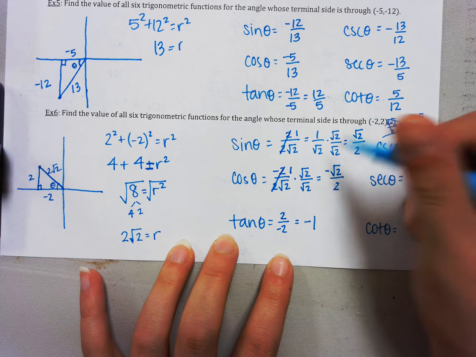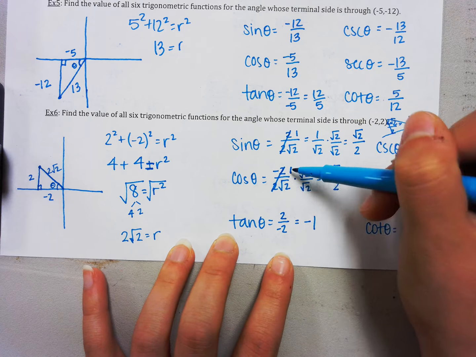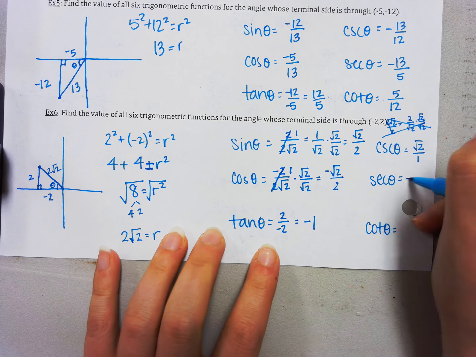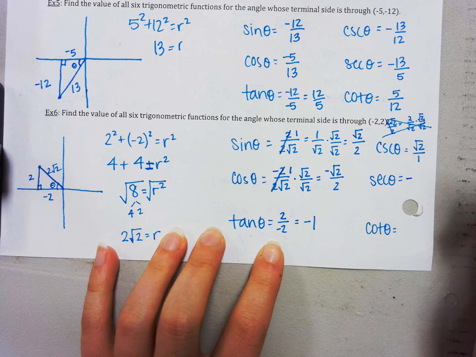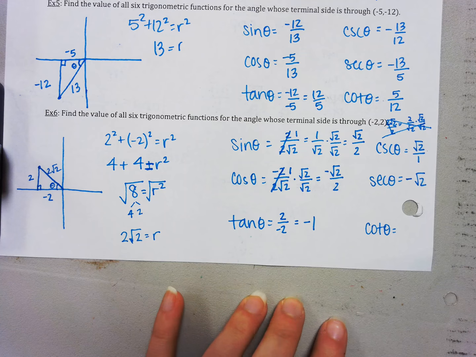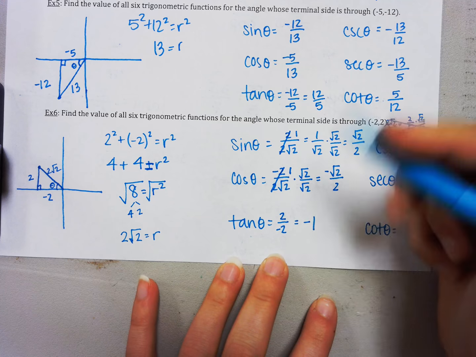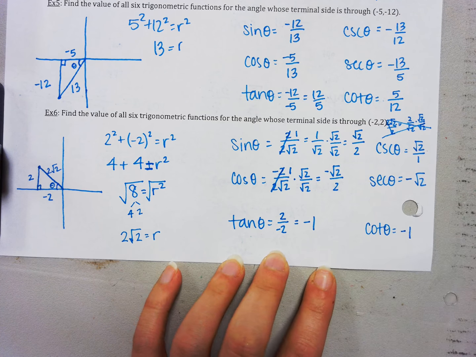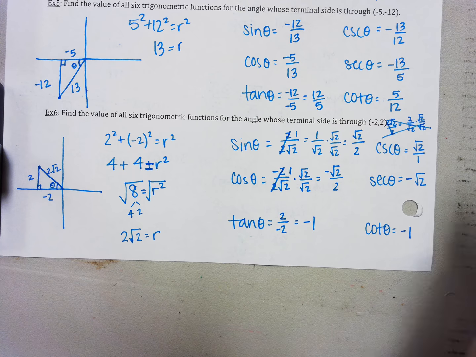Secant, again, I'm going to go the step before I rationalize. So I had -1 over root 2. So if I flip that one around, I'll have still a negative. And flipping this would be root 2 over 1, so negative root 2 for my answer for secant. And cotangent, if I flip this one, -1 over 1, if I flip that around, I should still get -1. Okay.